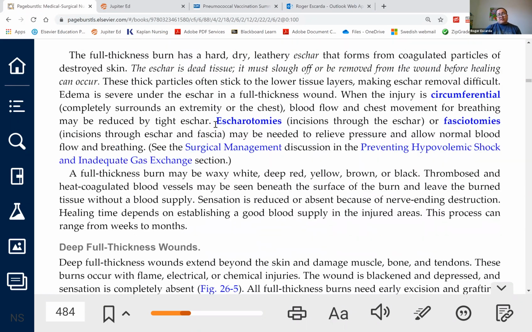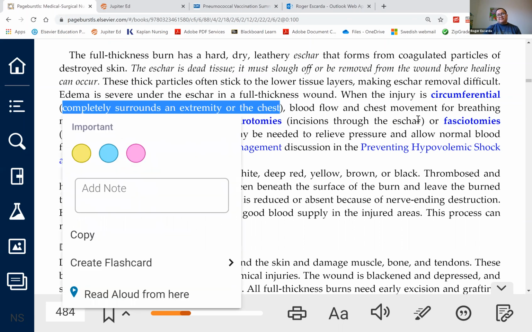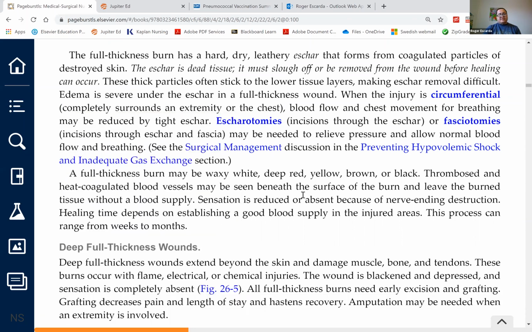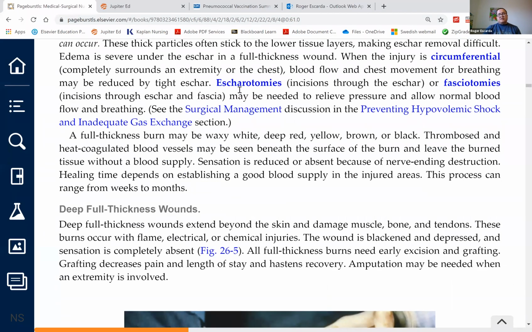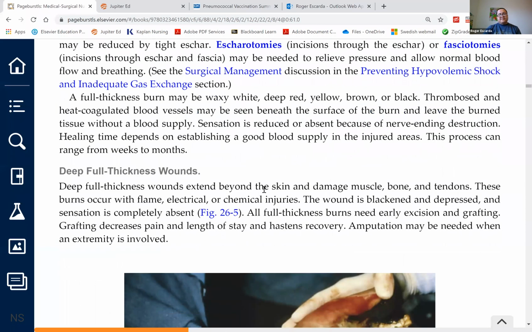So you should watch out for those, again, anytime you have a circumferential burn. So here it completely surrounds an extremity or the chest. That's a circumferential burn, and the doctor may need to perform an escharotomy or a fasciotomy.